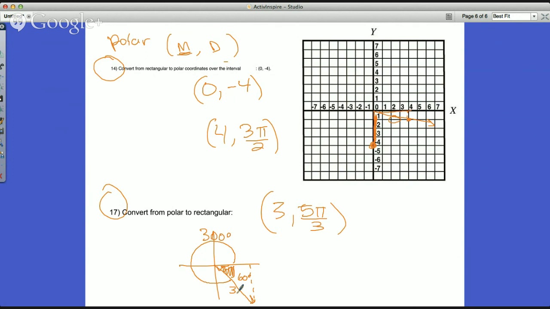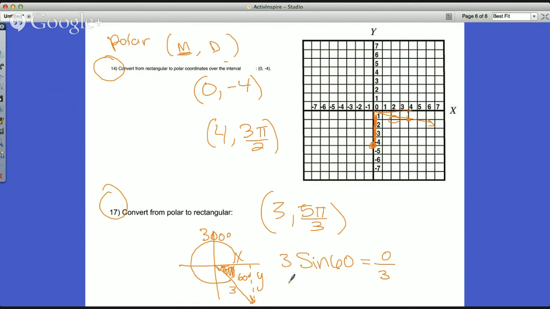So what we could do is just say this is X, this is Y. To solve for them, it's not very difficult, because all we're going to do is sine of 60. And by the way, it follows the same pattern. Sine of 60 equals opposite over hypotenuse. But what's the hypotenuse? 3, right? So if I multiply by 3, I could have 3 sine of 60.